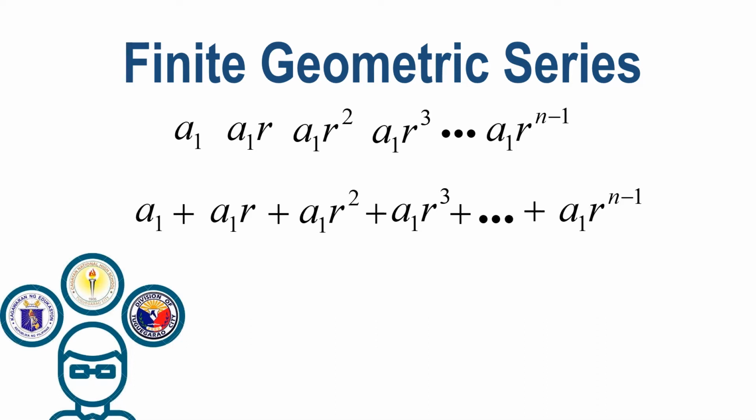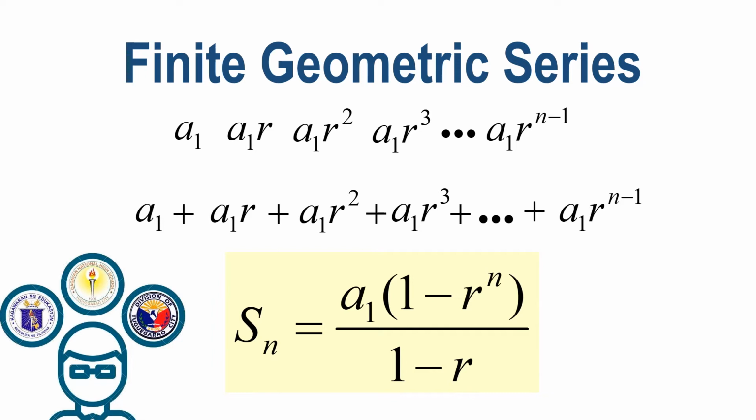Now, how do we get the sum of the terms of a geometric sequence? We actually have to just make use of the formula S sub n is equal to a sub 1 times 1 minus r raised to n all over 1 minus r, where a sub 1 is the first term, r is the common ratio, and n is the number of terms that we are adding.